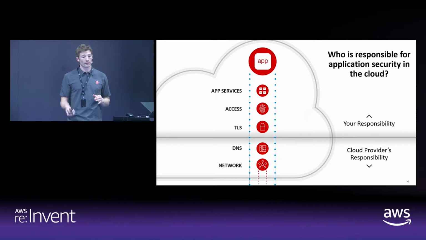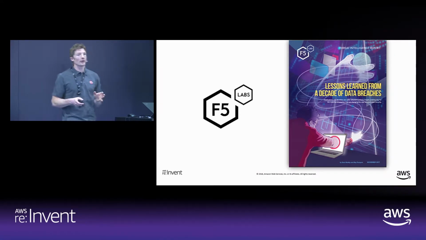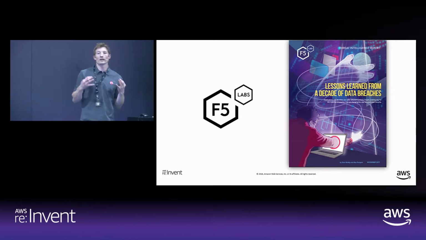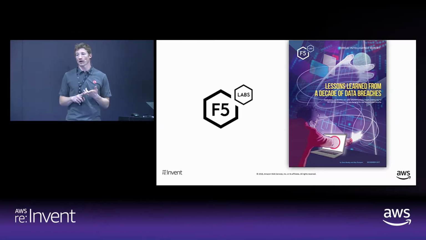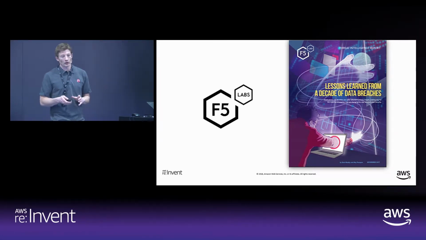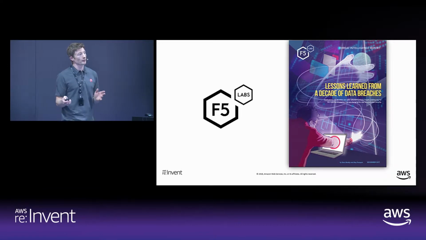If you're not familiar with F5 Labs, F5 Labs is our threat intelligence and security research organization. They're completely vendor agnostic. They just publish threat intel and reports that tell you what we're seeing out in the wild, what type of risks, what type of threat areas, maybe how to deal with them, but mostly it's just intel. So one of the reports that we published not too long ago was called Lessons Learned from a Decade of Data Breaches.